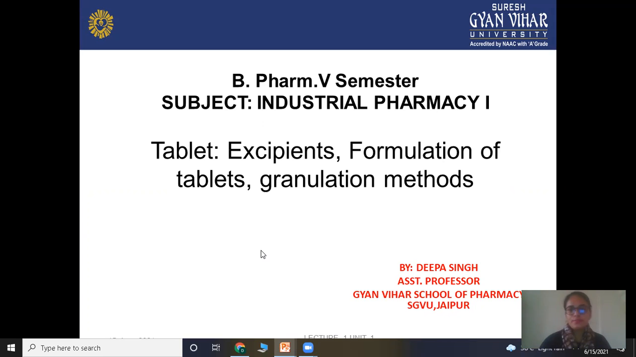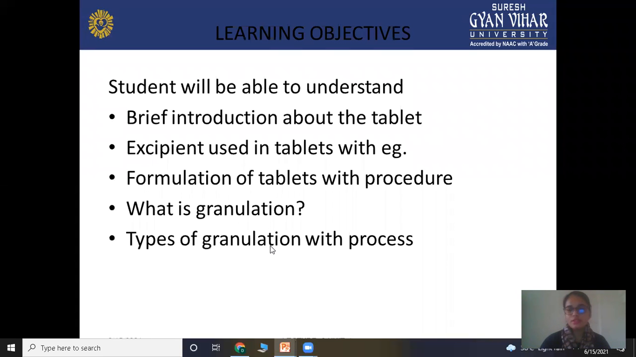Before starting this topic, here is the basic objective of this topic. You will get a brief introduction about the tablet, that is, the definition of a tablet. A tablet is an oral solid dosage form, light in weight, and it is the most widely used dosage form. Next are the excipients used in tablets with examples: what the different excipients are, and, for instance, if you are using a diluent, which diluents are used, with different diluent examples.